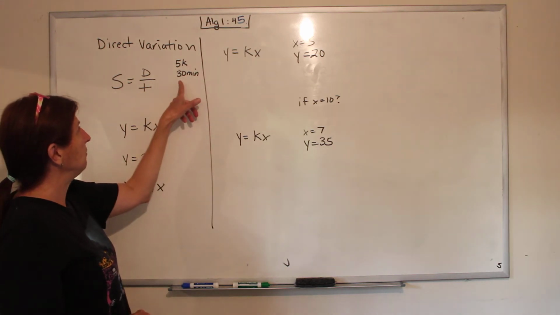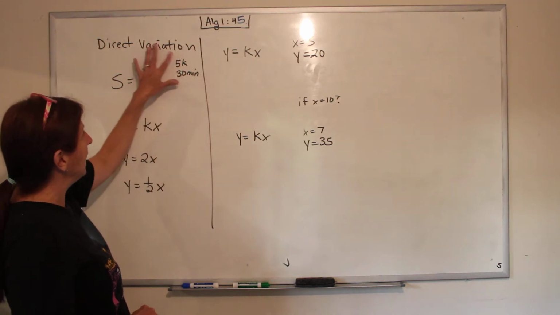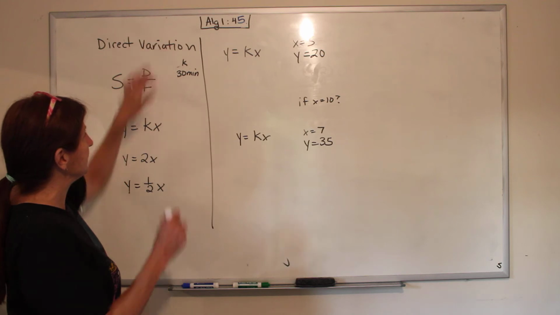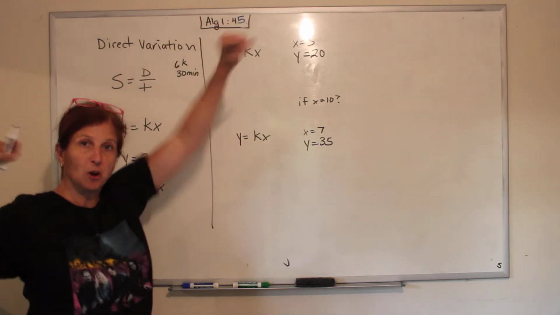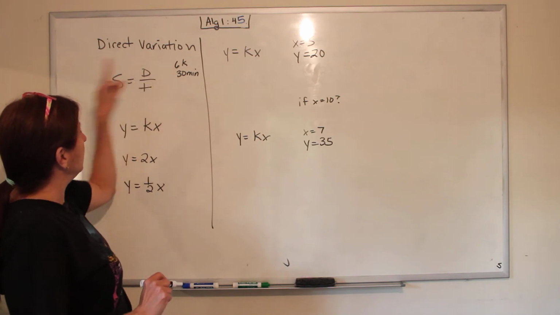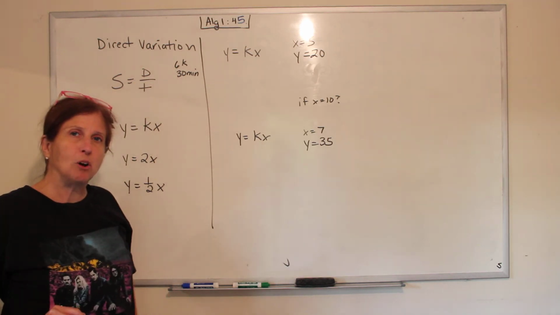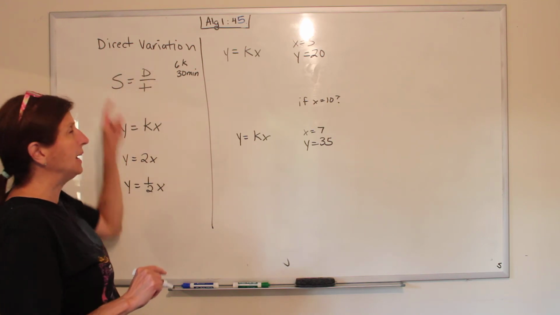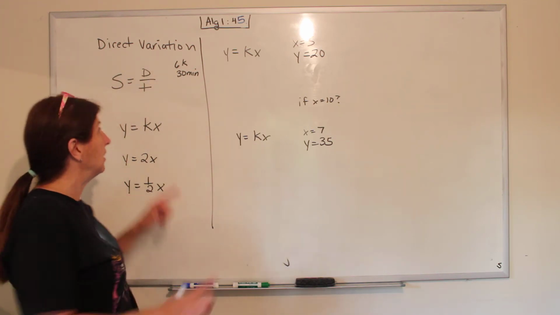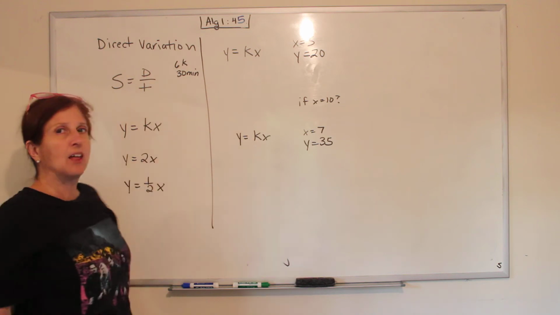Now, what if one day I increased my distance and I did a 6K in 30 minutes? Woo, go me! Then would my speed have gone up or down? It would go up. Distance and speed are both in the numerator, and when one goes up, the other one goes up.